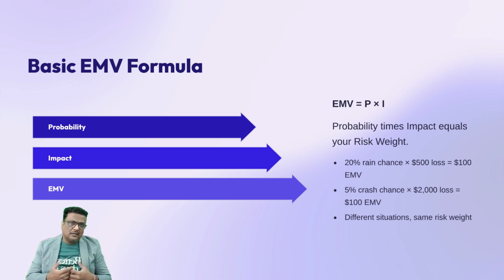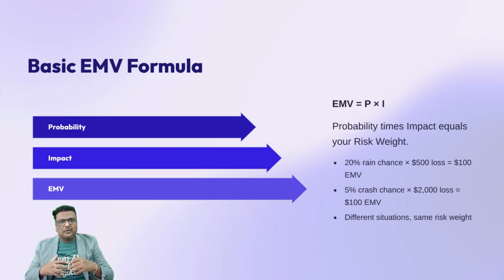Let's break this down together with a few simple examples. Imagine you are running an outdoor event. There's a 20% chance of rain, and if it rains, you lose $500 in ticket sales. 20% times 500 equals an EMV of $100. Or think about a server upgrade. There is a 5% chance the system crashes, costing you $2,000 in lost productivity. 5% times 2000 gives you an EMV of $100. Even though the situations are totally different, the risk weight is the same.